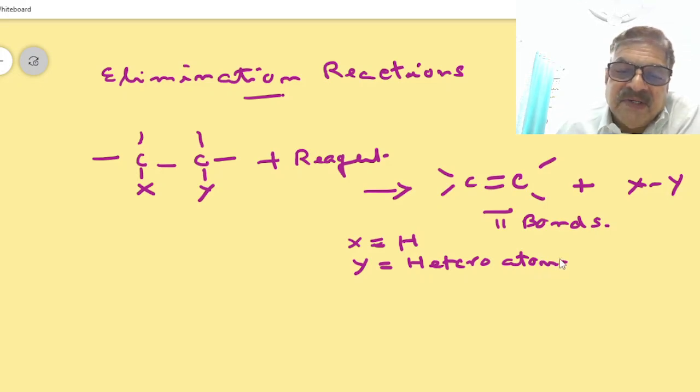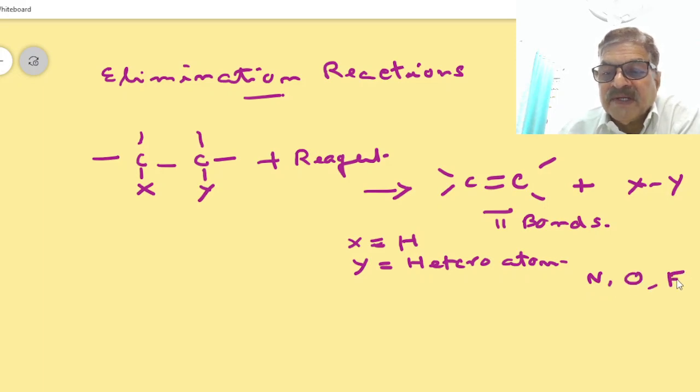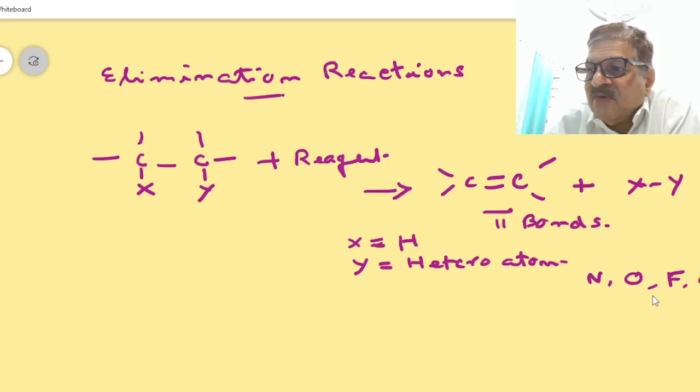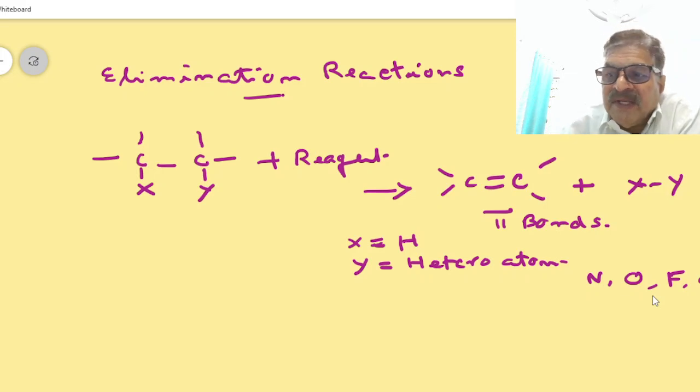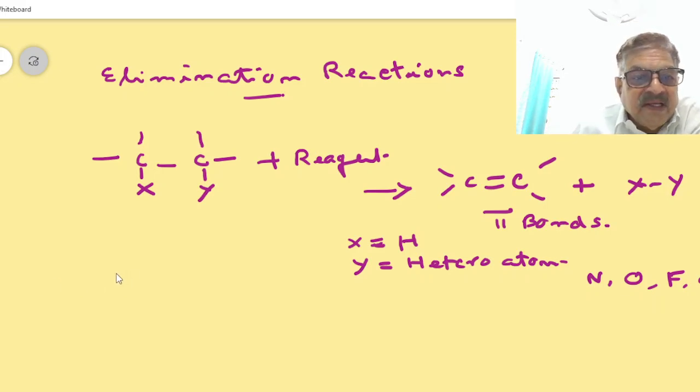That is more electronegative than carbon. Heteroatom means we have nitrogen, oxygen, fluorine, chlorine, and so many heteroatoms are here. One is more electronegative than the other. This is the most common example of an elimination reaction here. Now, let us see how the reaction proceeds here.